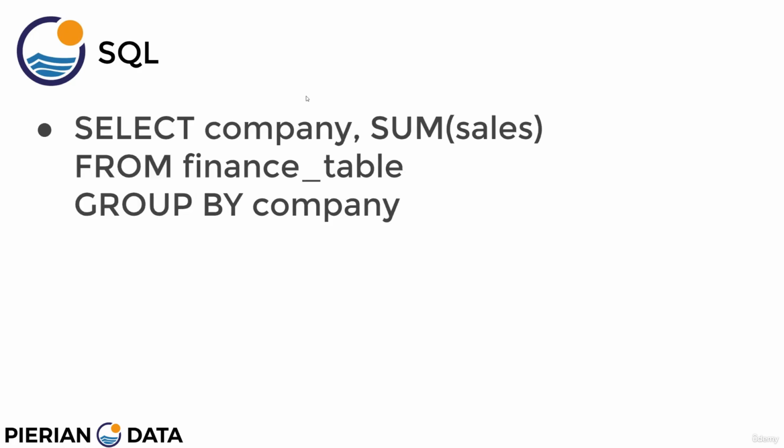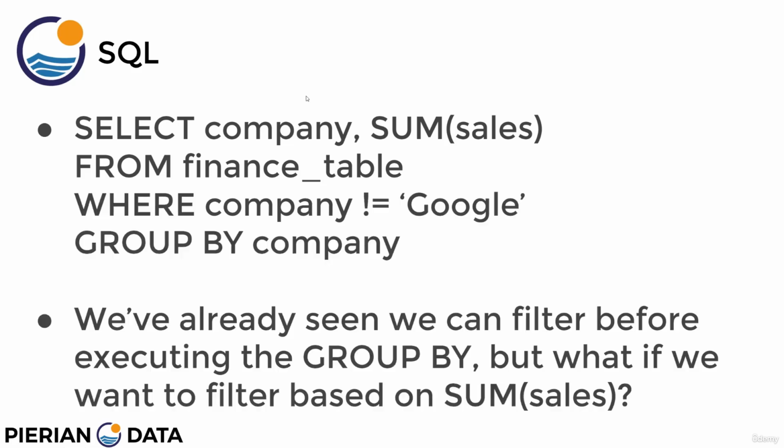Let's imagine this very simple query where we're selecting some sort of company column and then taking the sum of the sales column from some financial table where we group by company. So we're aggregating sales per company. Now we've already seen we can filter before executing the group by with a where statement. For example, here I could put a where right before my group by and say where company not equal to Google, because maybe I don't want to include Google in my final results.